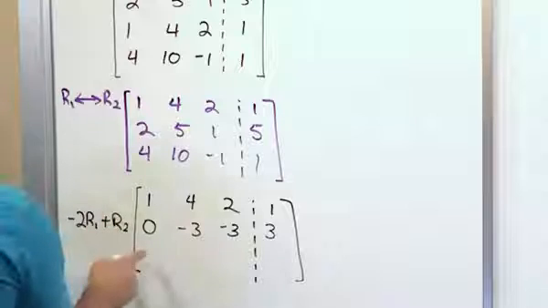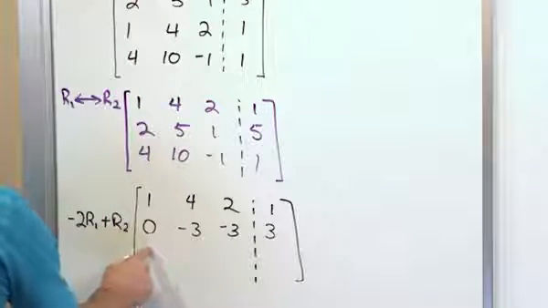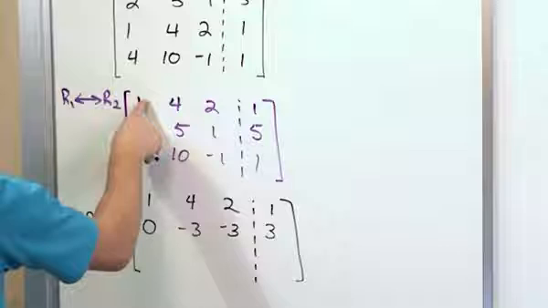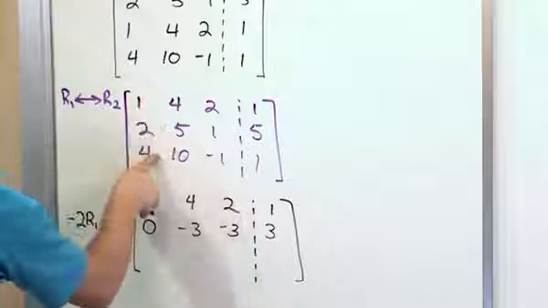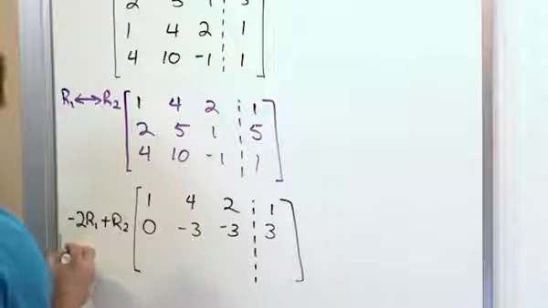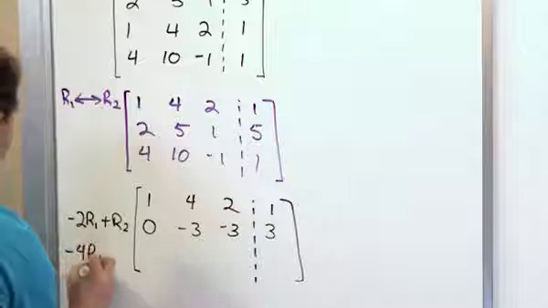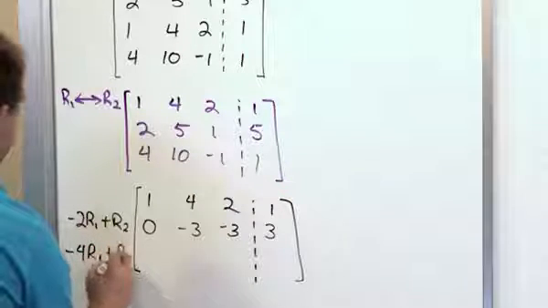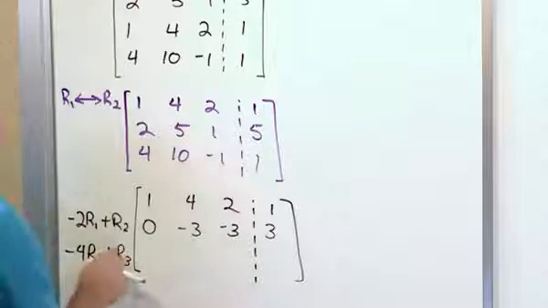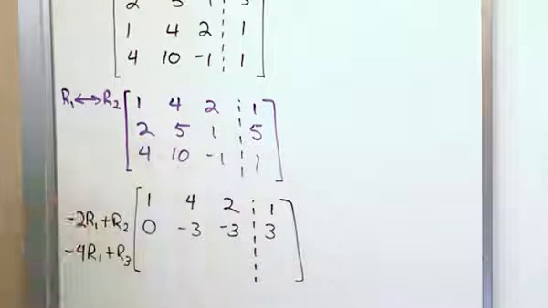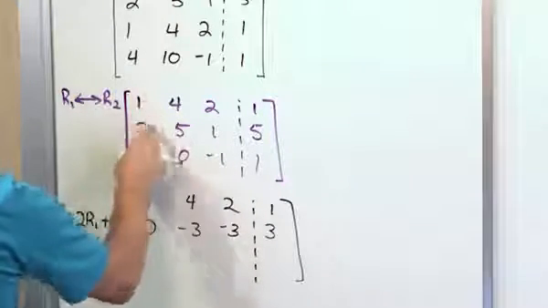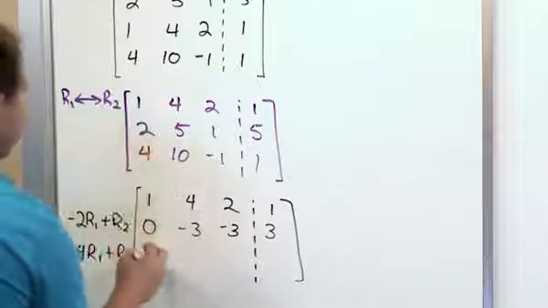Now the second thing we want to do is get a 0 down here. In order to do that, we want to multiply this by -4 and add it to this so we get a 0. So I'll say -4 times row R1 plus R3, and I've written it on the line with R3, so I know I'm doing it to that row. -4 times that, adding it to that gives me 0.